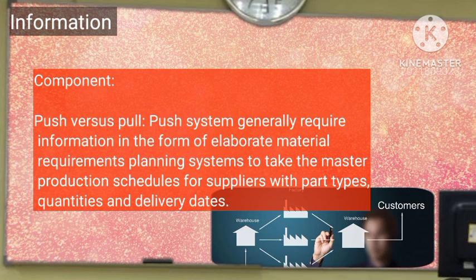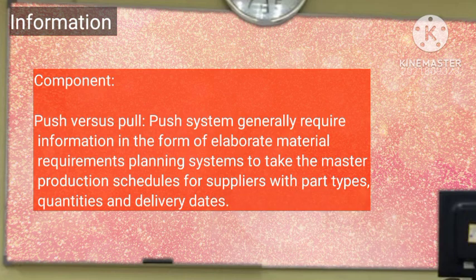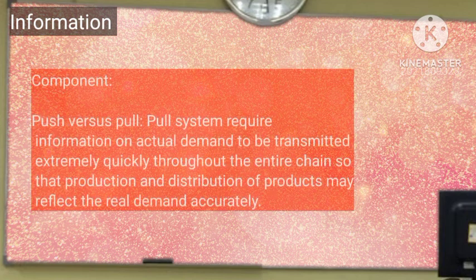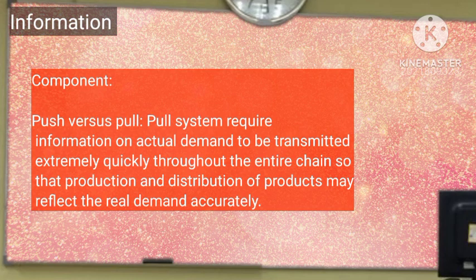Components of information: push versus pull. Push systems generally require information in the form of elaborate material requirements planning systems to take the master production schedules for suppliers with part types, quantities and delivery dates. Pull systems require information on actual demand to be transmitted extremely quickly throughout the entire chain so that production and distribution of products may reflect the real demand accurately.